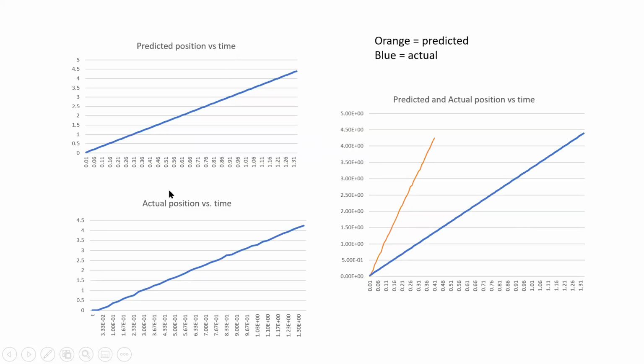These are my graphs. So the predicted position versus time looks like this, and the actual position versus time looks like this. And these are both on the same graph. This line is a little off because the time intervals are different. There's a different number of x coordinates, but if you look at it separately, it looks almost exactly the same.